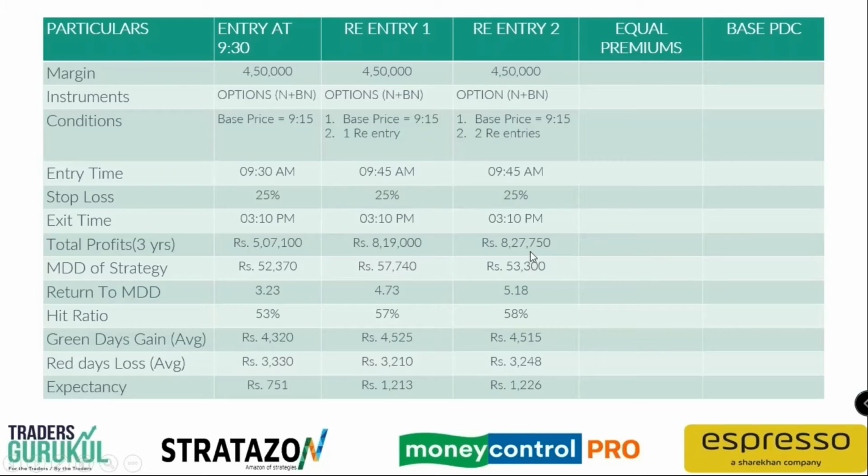Total profit is 8,27,750. Compared with my existing crossing strategy, it is giving me 26,000 more if I take a re-entry twice. MDD is 53,300, return to MDD is 5.18, hit ratio is 58%. Green days are giving me a profit of 4,500, red days a loss of 3,200, and the expectancy is 1,226. I am expecting that I will earn 1,200 per day if I use this strategy for a longer time.